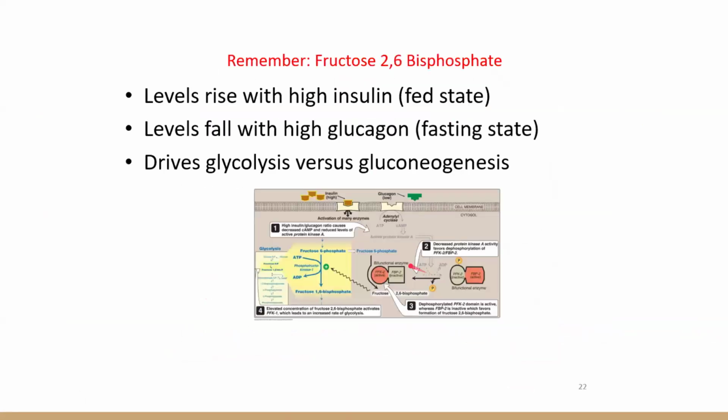And here it is again. Okay, I added this slide just because it mentioned insulin and glucagon. So levels of fructose 2,6-bisphosphate rise with high insulin. When you are fed, when you're well fed, you had a meal, you have a lot of glucose, amino acids, free fatty acids floating around. You can store them. You want anabolic reactions to happen. You want to store all of this energy for later on. So there you use insulin.